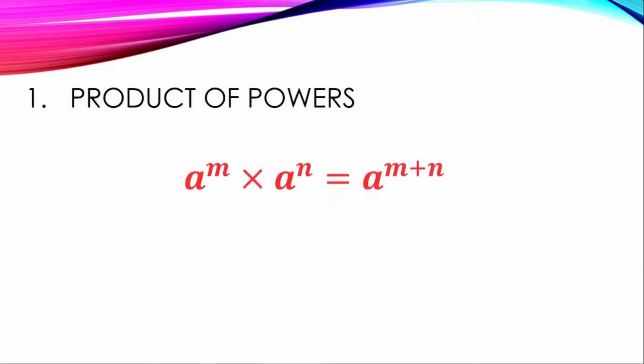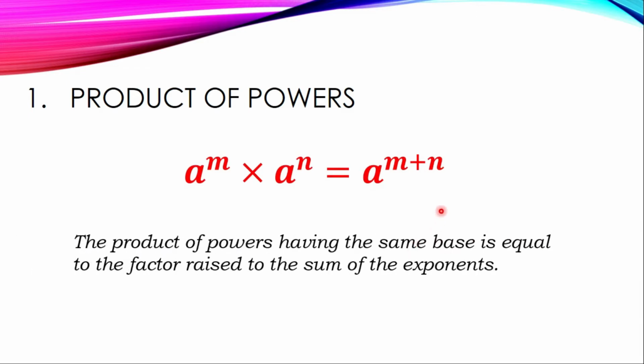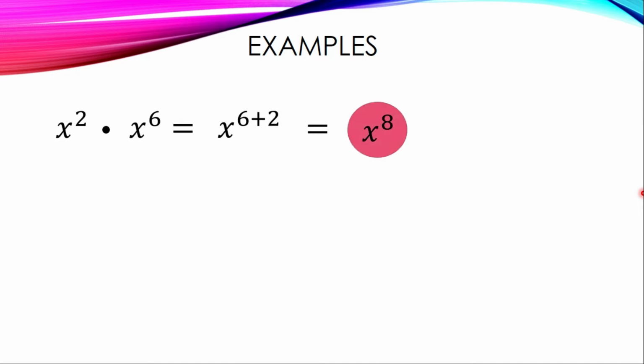When we say product of powers, this is the notation. The product of powers having the same base is equal to the factor raised to the sum of their exponents. So let's have examples. When we have x squared times x raised to 6, that is equal to x raised to 6 plus 2. Why? Because they have the same base, which is x, and you can just add their exponents, so you have x raised to 8, and that would be now your final answer.